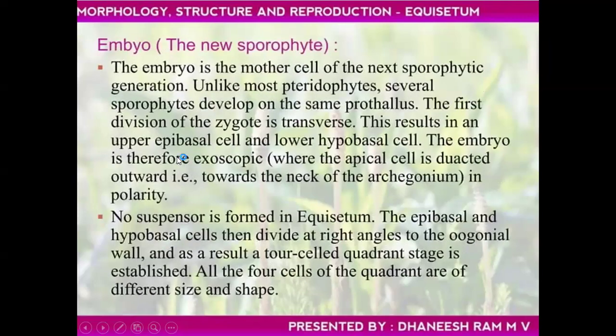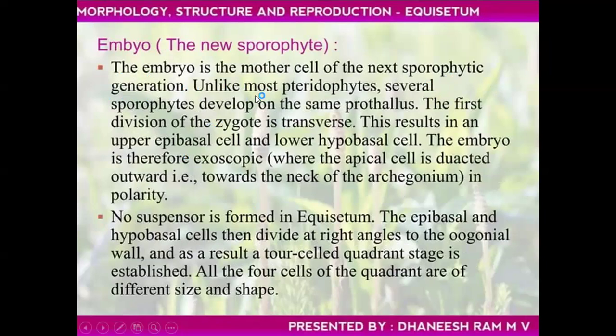Next, I told you about the zygote. The zygote is going to develop into an embryo. So what is this embryo? The embryo is the mother cell, the starting cell of the sporophyte. So the embryo is considered the mother cell of the next sporophytic generation.